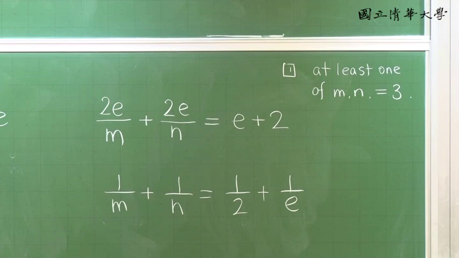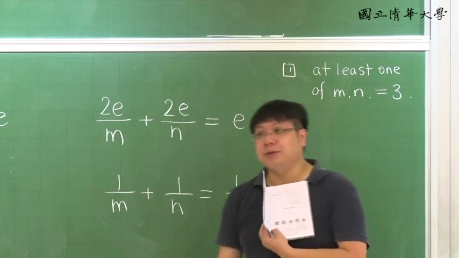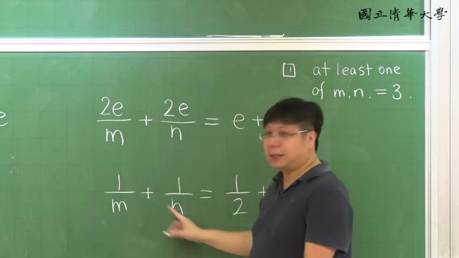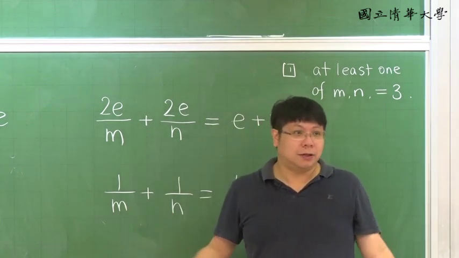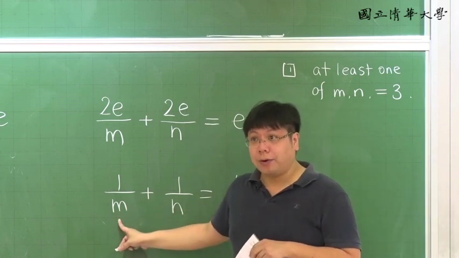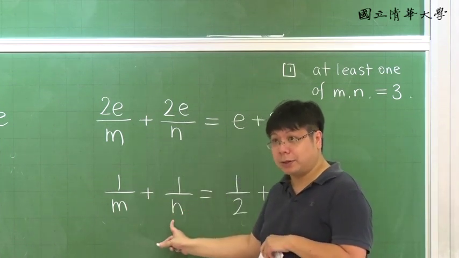Okay, why? So we can prove this by contradiction. If none of them is equal to 3, what will happen? This one will be greater than or equal to 4, and this one will also be greater than or equal to 4.